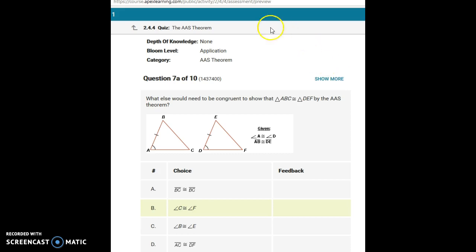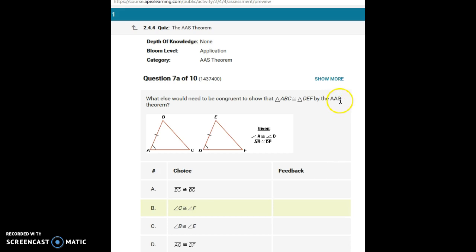What else would need to be congruent to show angle, angle, side again? So here we are again with the angle, angle, side. They're giving us A and D, and they're giving us a side, A, B, and D, E. So if it's angle, side, angle, we just have to find, no. It's angle, angle, side. Oops, sorry. Forget everything I said.